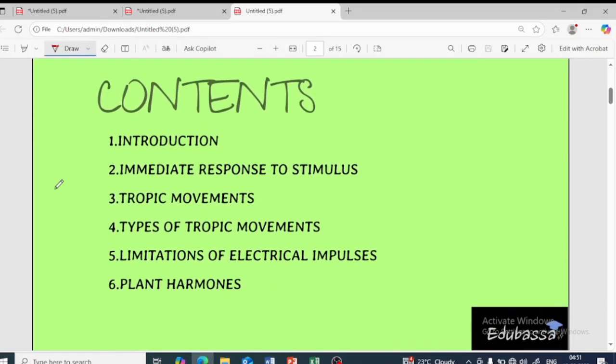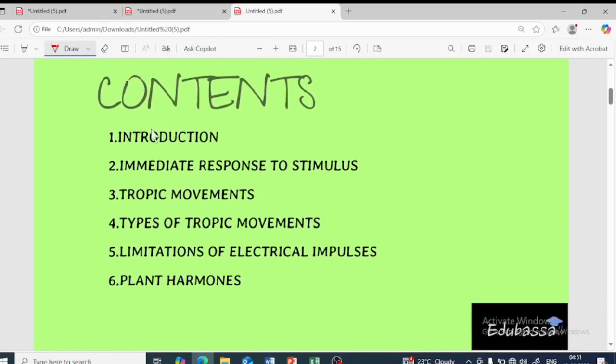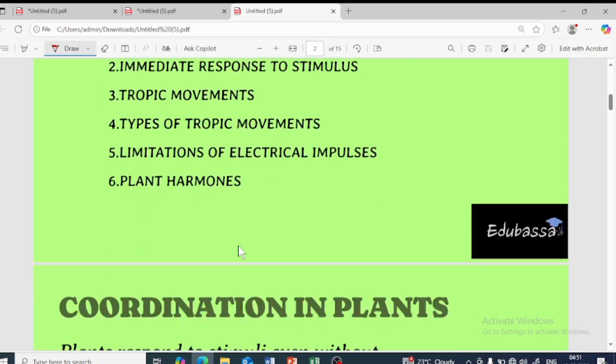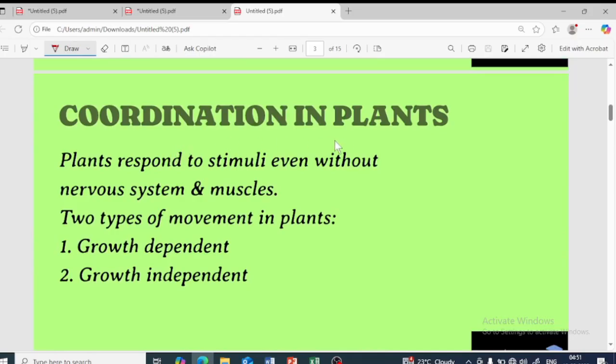So these are the contents. We'll be learning about the introduction part, immediate response to stimulus, tropic movements, types of tropic movements, limitations of electrical impulses as well as plant hormones. First is coordination in plants.